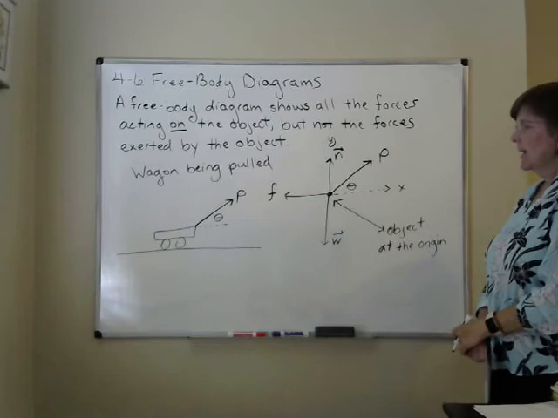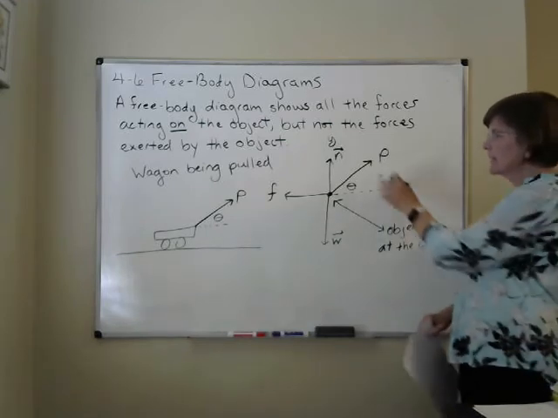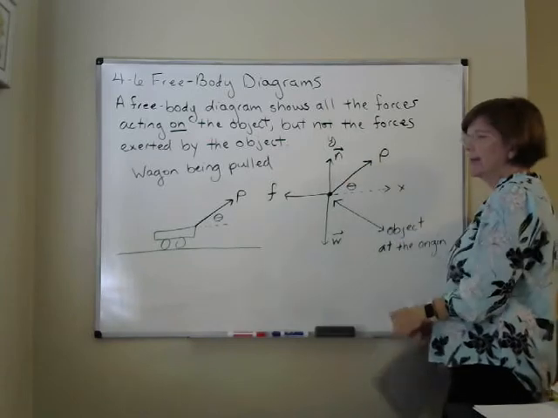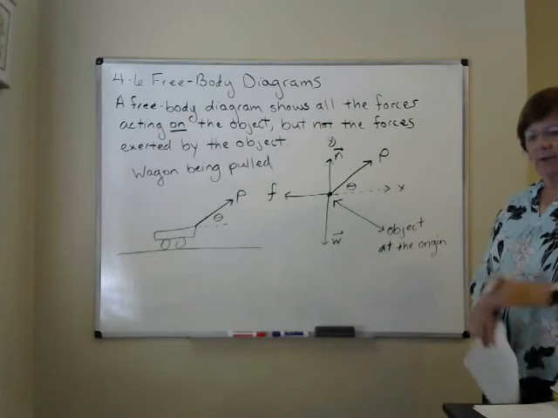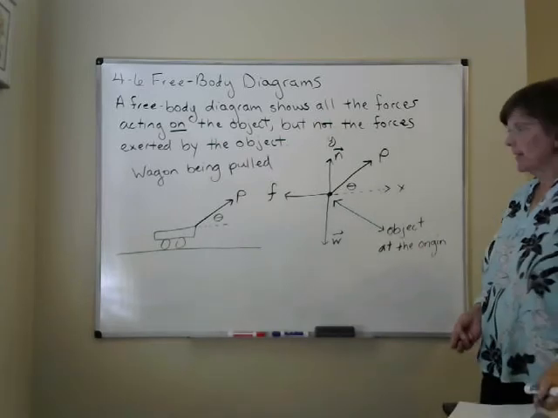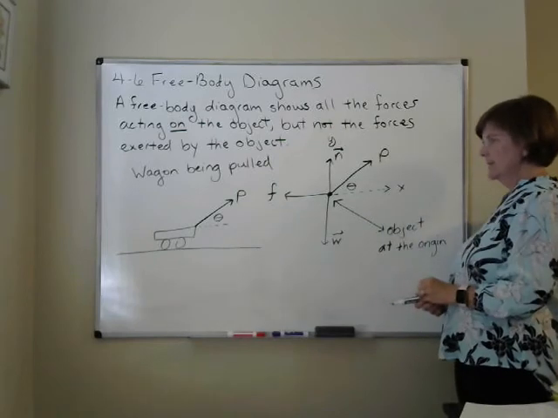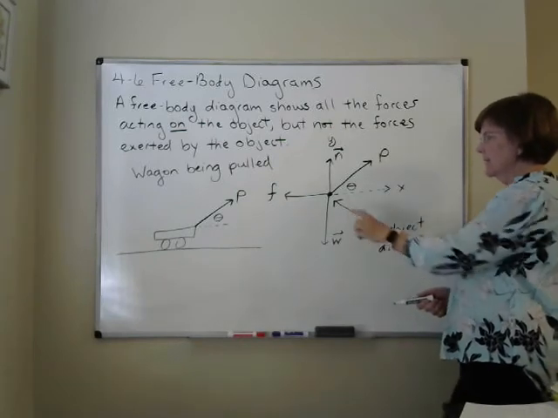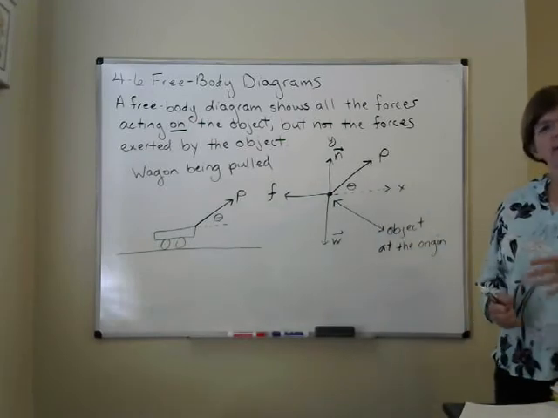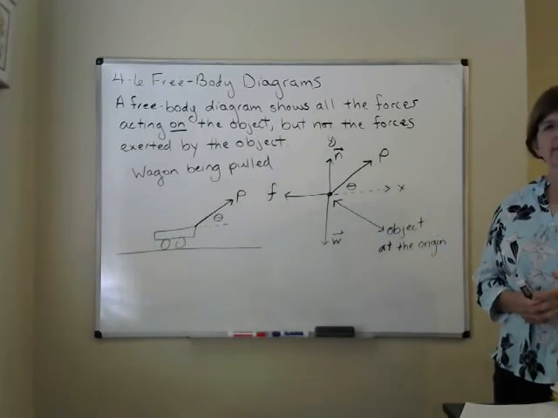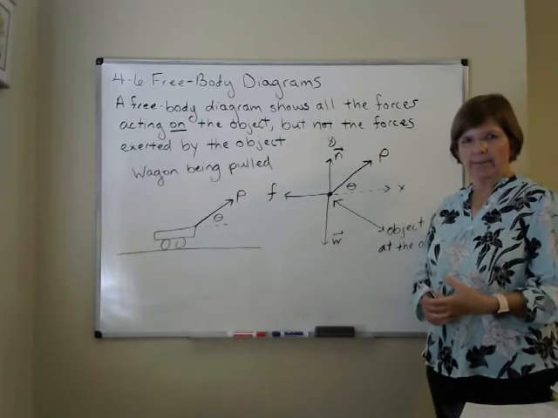Okay? Now, when I get ready to solve this problem, I'm probably going to take this force and break it into components, but not when I draw my free body diagram. My free body diagram should show all the forces, show what direction they point. So in this case, there's 1, 2, 3, 4 forces. 3 of them happen to lie on an axis. 1 of them does not, but that's a free body diagram.